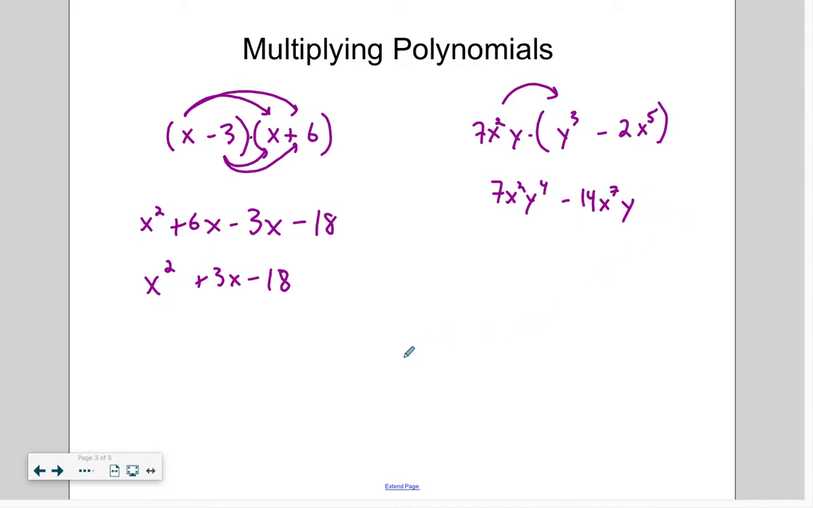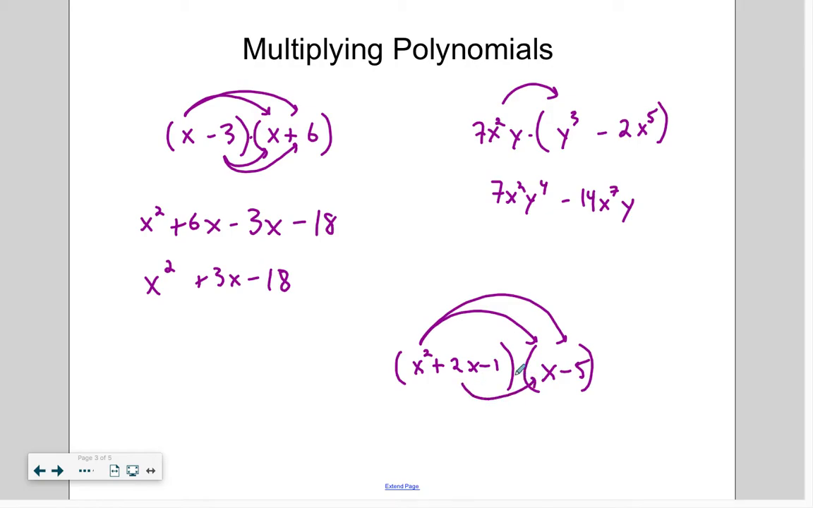Okay. And if you have one with 3, let's say like x squared plus 2x minus 1 times x minus 5. Okay, if you're multiplying something with 3 in one and 2 in the other, you have to make sure you do every introduction. So in this case, you're going to be multiplying 2 here, 2 here, okay, and 2 from negative 1. 2 multiplications there. So total of 6 before you add and combine like terms, so please be careful there.